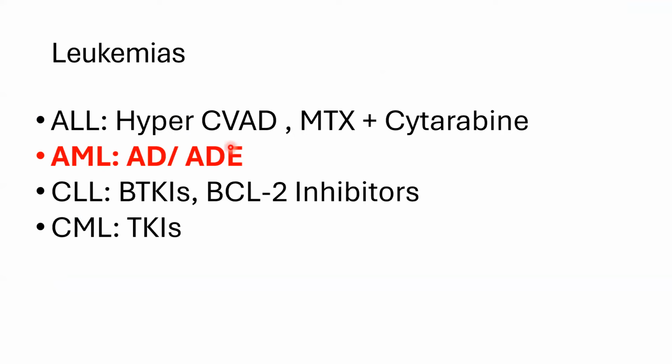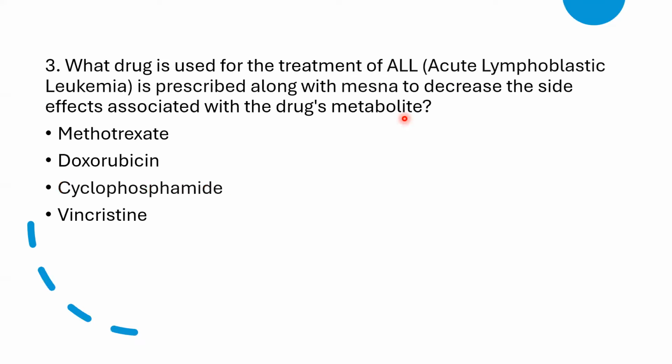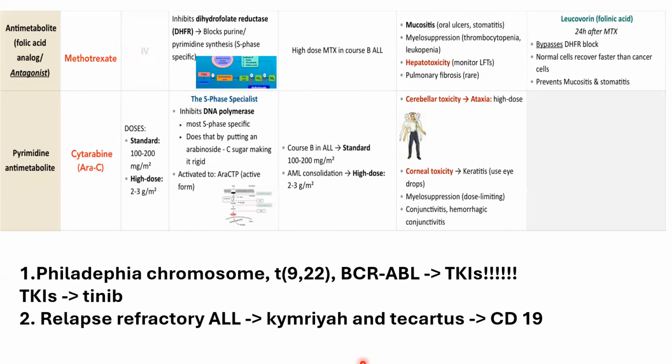Now, going on to the second one. So we're done with the ALLs, very easy to remember. There is one thing I forgot to mention. In refractory or relapsing ALL, we also add CD19 inhibitors to the regimen. This isn't the most high yield, but just in case, they're Kymriah and Tecartus, okay?